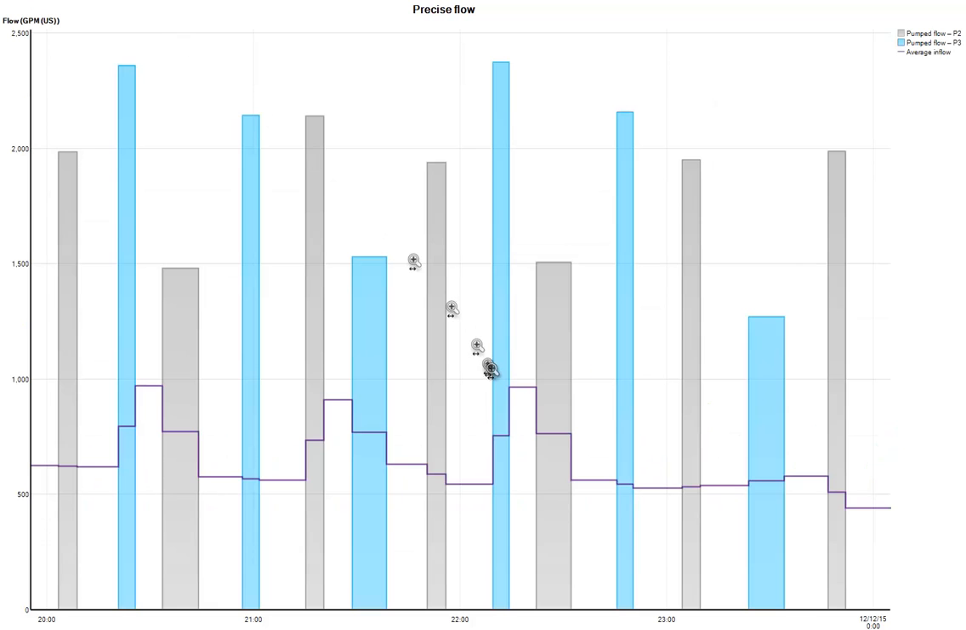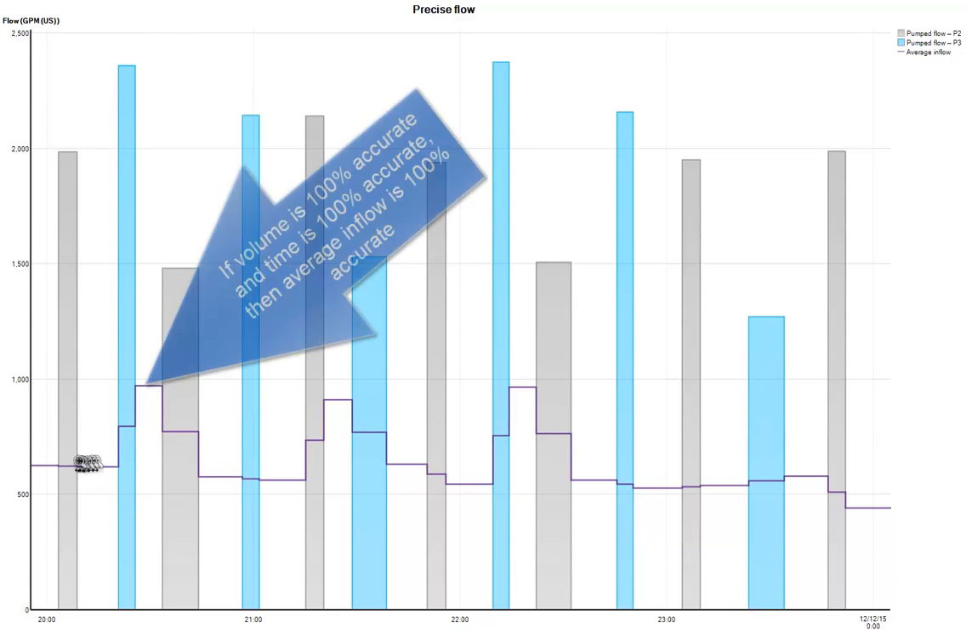If we look at how flow is usually calculated using a volumetric method, when pumps are not in operation and we know the exact volume of water between the start and stop level, and of course the time is 100% accurate, the average flow rate during that period of time is 100% accurate. So this value here can be trusted, and the same thing here.